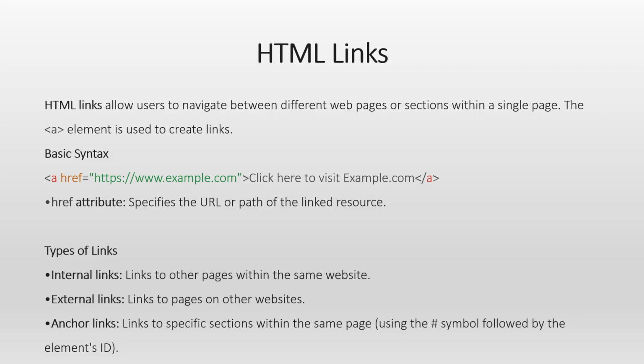Next, the href attribute specifies the URL or path of the linked resource. It is somewhat too technical, so let's leave it. There are different kinds of links: internal links, external links, anchor links. These are not important. I have given them just for reference so that you guys can understand.